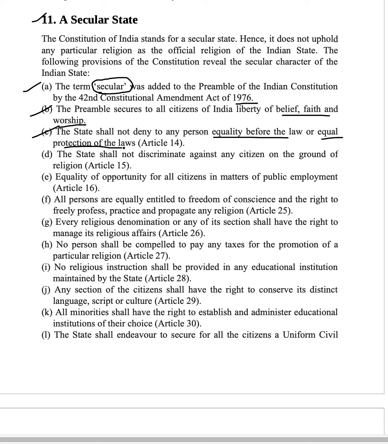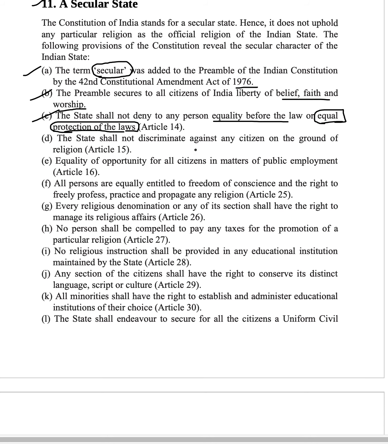The state shall not deny to any person equality before the law or equal protection of the law. So we have this particular equality before the law and equal protection of the law. What is the difference between that? Basically, equality before the law means that no matter what is your position or your hierarchy is, you will be treated similarly, and equal protection of the laws means it's more about equity, that those who are weaker or those who are disadvantageous, they will be given equal protection with respect to those who are strong.